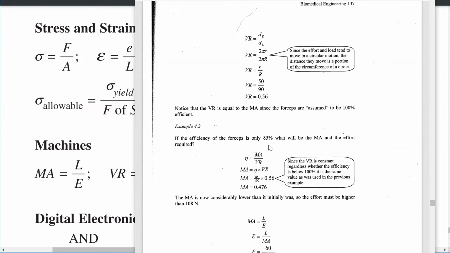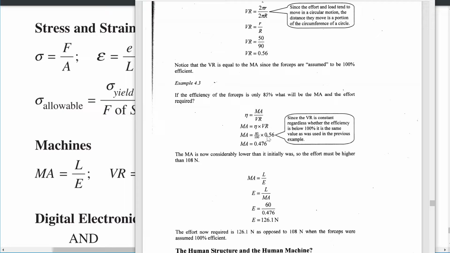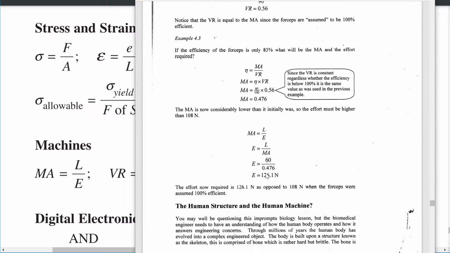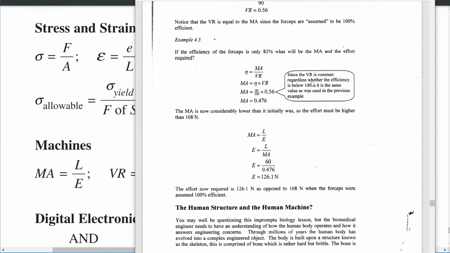Now, it says to us, if the efficiency of the 4 steps was 85%, what would we calculate the mechanical advantage? Well, we said that the velocity ratio is 0.56. If it was only 85% efficient, 85% times 0.56 will give us 0.47. There's a little comment here that Copeland wants to draw to our attention: since VR is constant regardless of efficiency, the same value was used as the previous example.